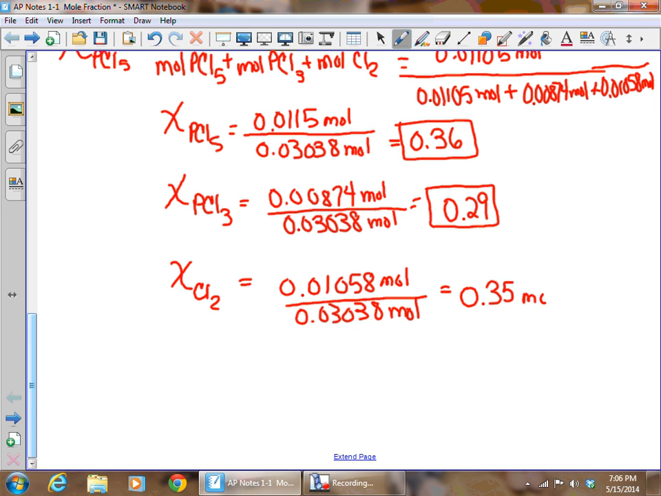Now, if you're asked, as this one did, to find the mole fraction of each substance involved, notice what the values add up to. That's a good double check. If you add up the 0.36 and the 0.29 and the 0.35, you end up with 1.00, just as you would with percentages adding up to a total of 100%. So again, a good double check for you.